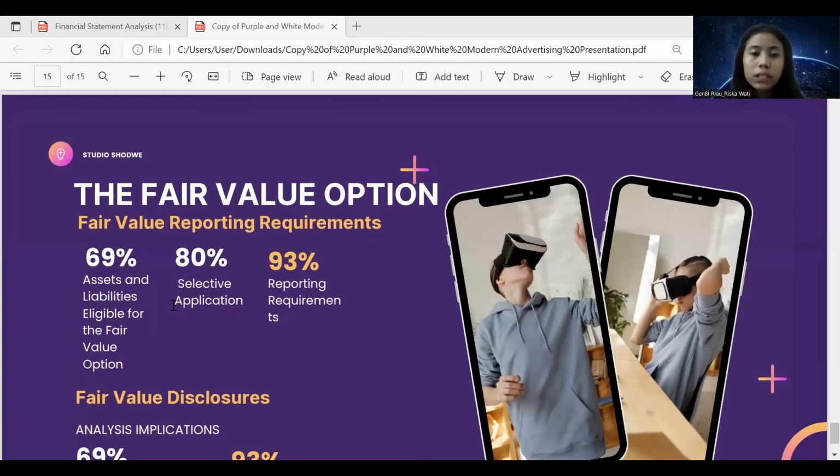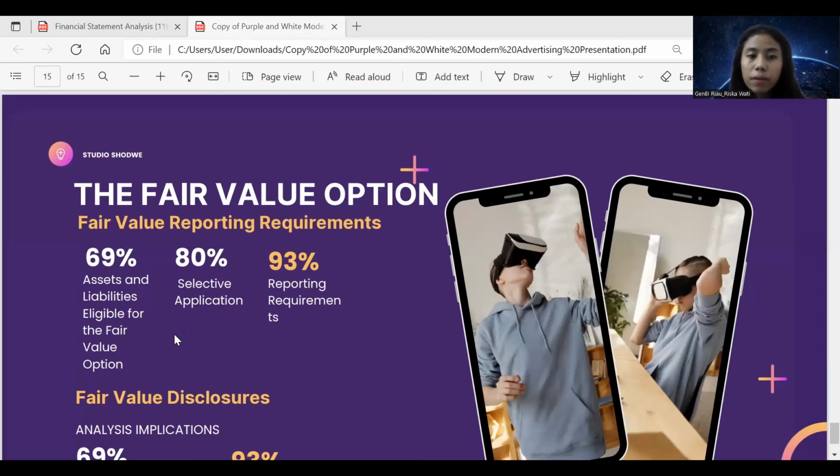Third is about reporting requirements. If a company chooses the fair value option for an asset or liability, then the following reporting rules apply. First, the carrying amount of the asset or liability on the balance sheet will always be at its fair value at the measurement date. Second, all changes in the fair value of the asset, including unrealized gains and losses, will be included in net income. And third, the manner in which the unrealized gain or loss will be included is not specified.